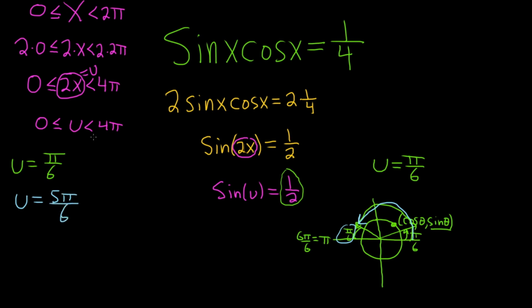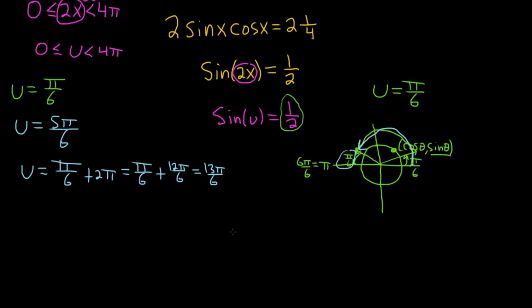But we're allowed to go all the way to 4 pi. So what we can do is just add 2 pi to each of these to get 2 more angles. So you take pi over 6 plus 2 pi. That's going to give us another angle. Let's simplify this. This is pi over 6 plus, now think of 2 pi as a number over 6, so 12 pi over 6. So this is 13 pi over 6.